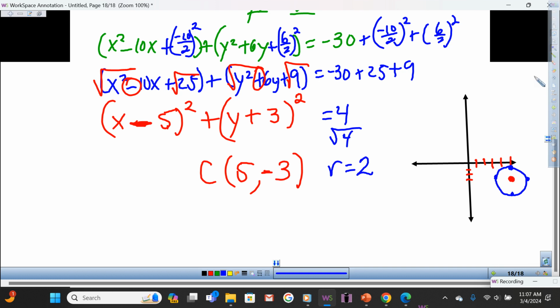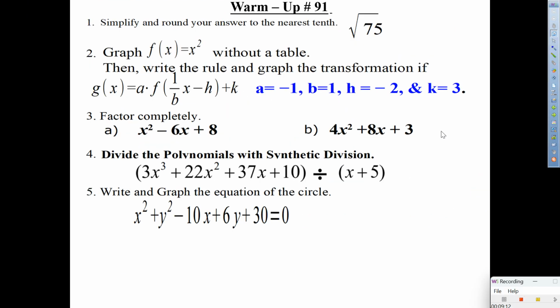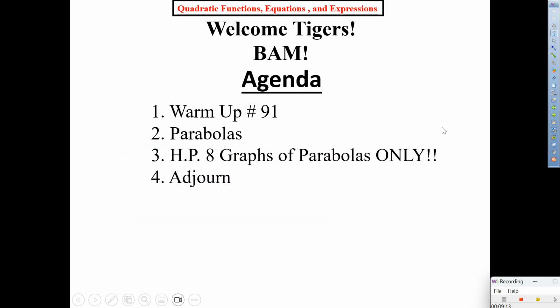So with that said, copy the agenda, please. Warm-up 91 is done. We're still in the middle of parabolas. Tonight's homework is only 8 problems, 8 graphs of parabolas. Only. Was that a bam? Let's go. Bam.